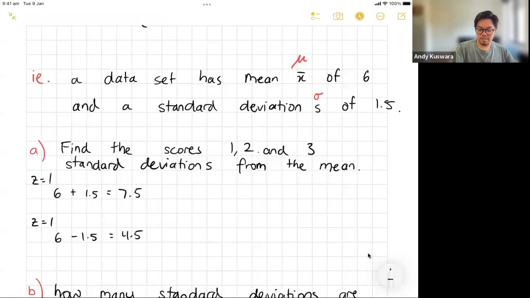For a z-score equal to 2, I start with my mean and add 2 lots of my standard deviation. In this case my standard deviation is 1.5, so that's going to be a score of 9. But if I had a z-score of -2, I start with 6 and go down by 3. That's a score of 3. I hope you get the same idea for 3 standard deviations up or down from the mean. Okay, now z-scores, that's what it is.